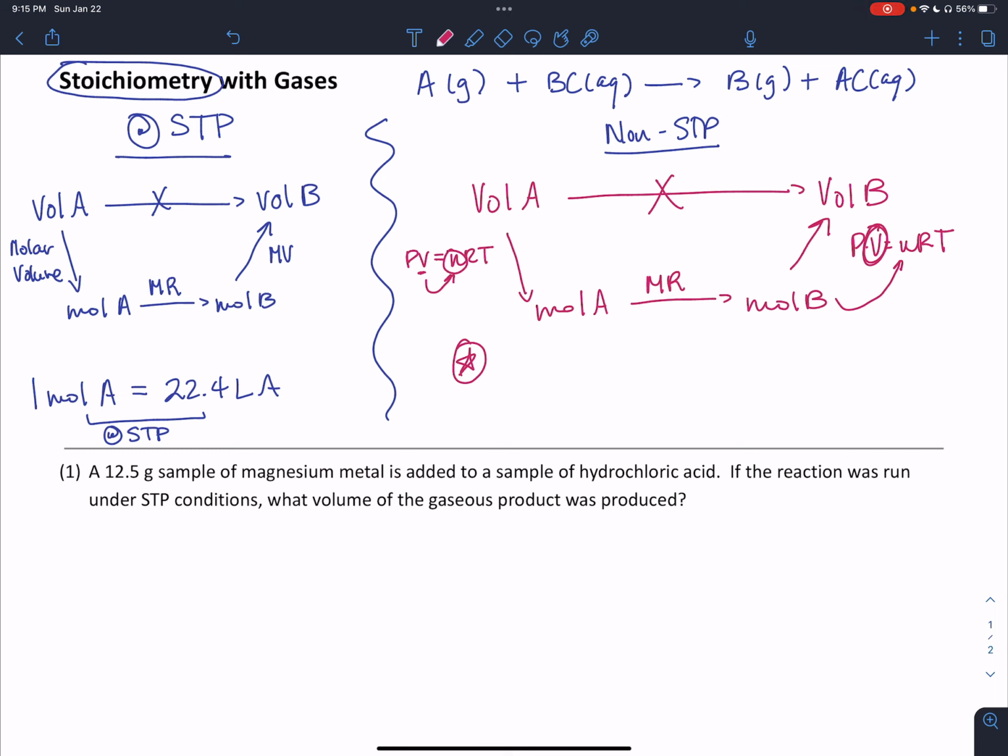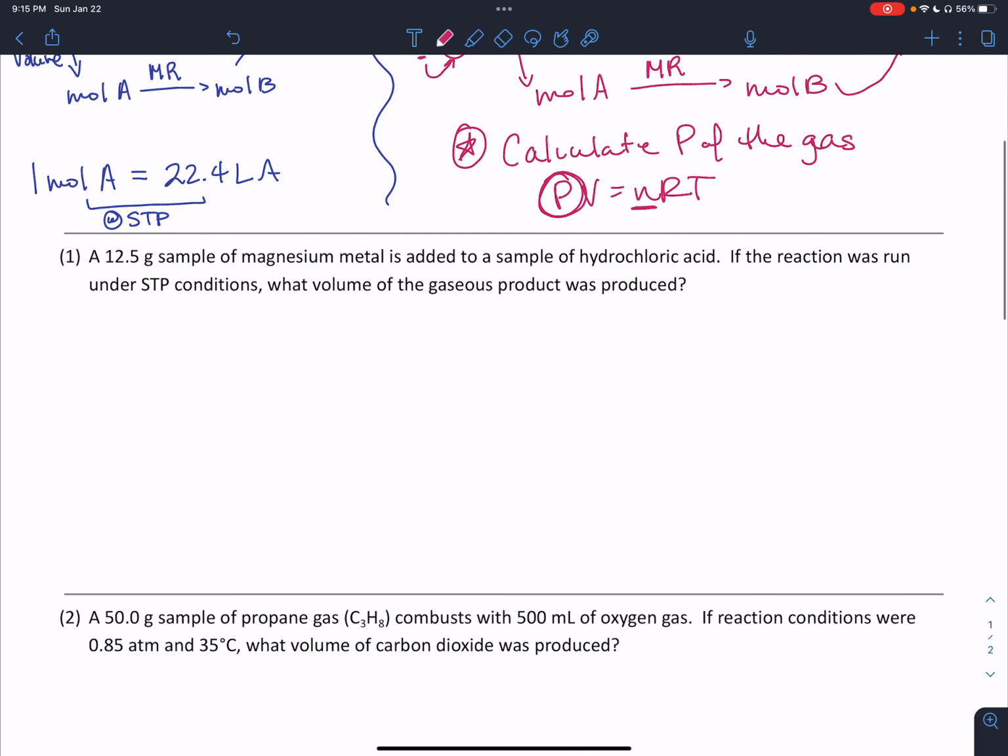So we can mix and match all our other stoichiometry conversion factors that we already know how to use. We're just adding in a new layer. We could also calculate the pressure of the gas at the end if we wanted. We'd use PV equals nRT, just like we said before. We'd know this and that, and we would solve for P. But that's going to be somewhat dependent on the problem. So let's slide down and put it to work.